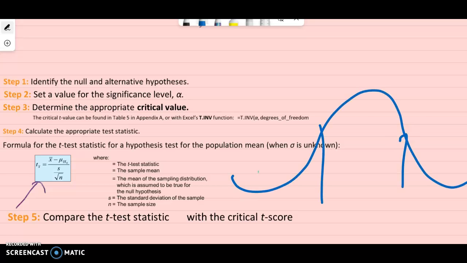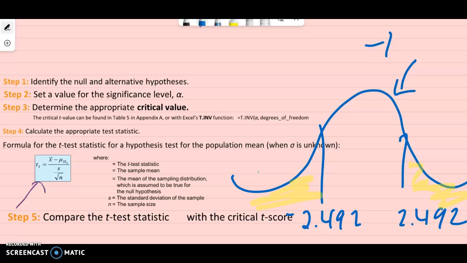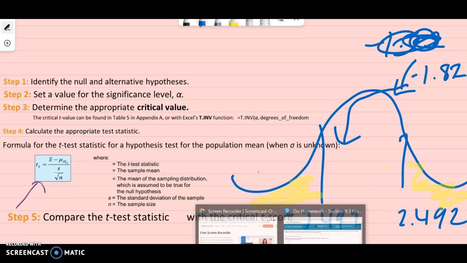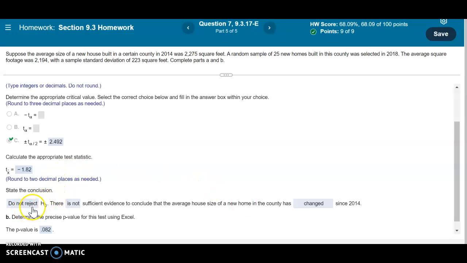So here's our numbers, and let me see if I have it already written down. So here's our critical value, and our rejection areas are here. But our test statistic, if we were to calculate it using the formula, which I have already done, is negative 1.82. So let me just scribble that out and start over. Negative 1.82 is going to be somewhere over here, but it's not in the rejection area. So we fail to reject the null. So we do not reject the null.